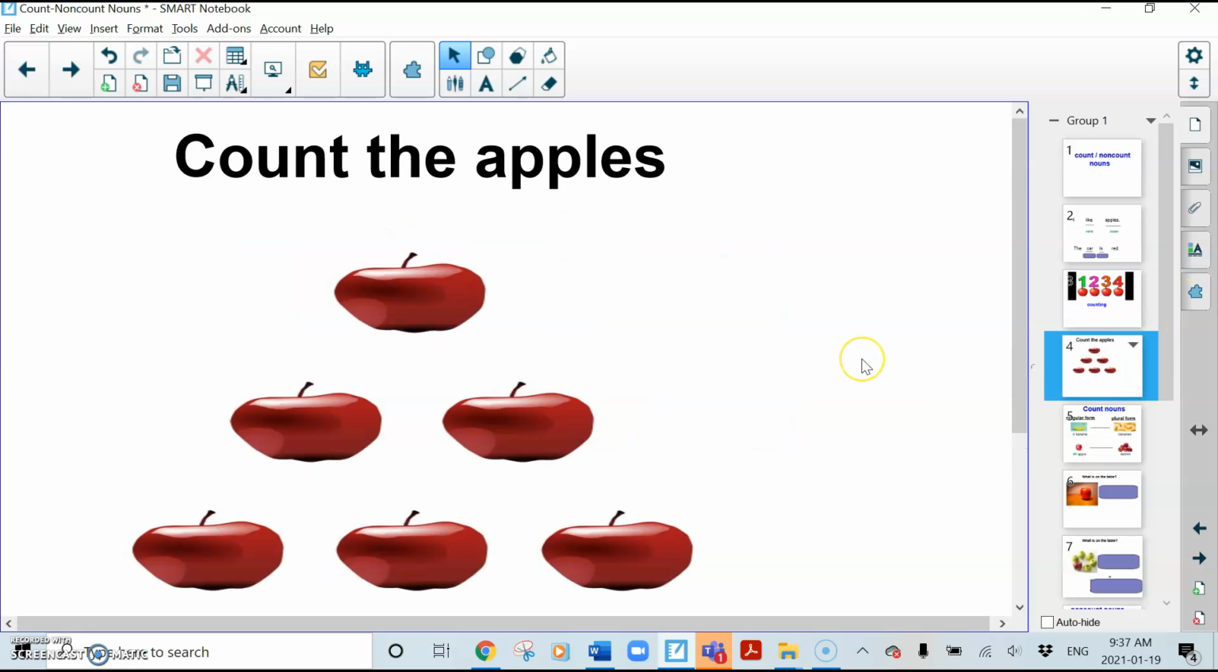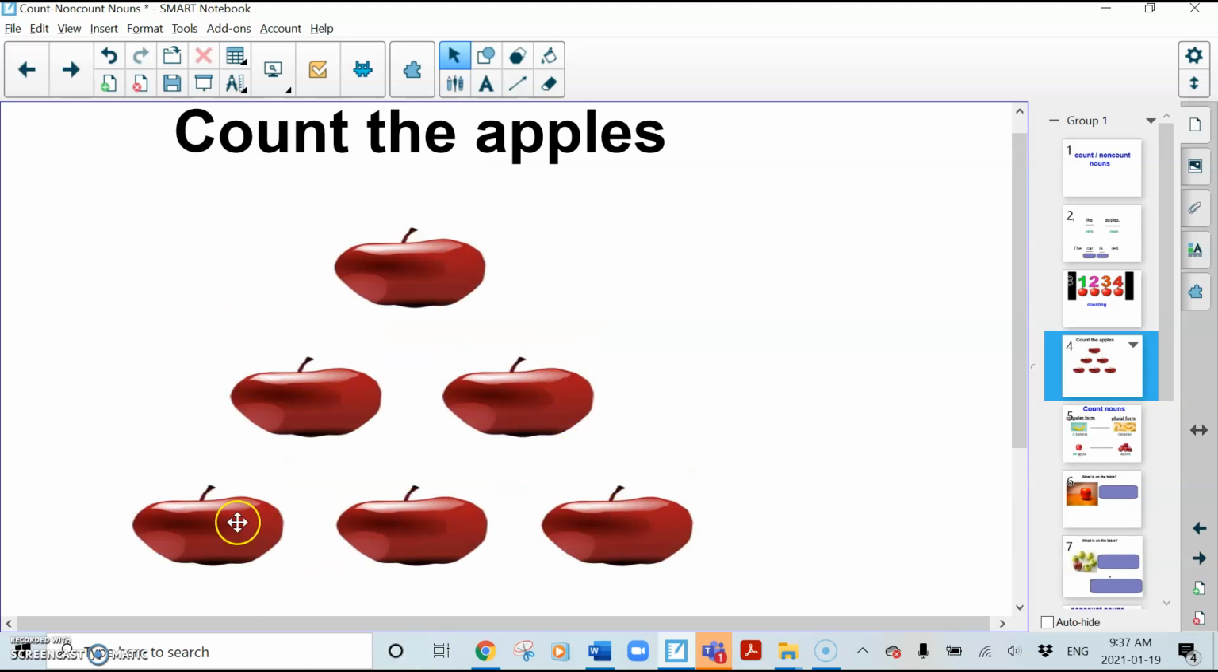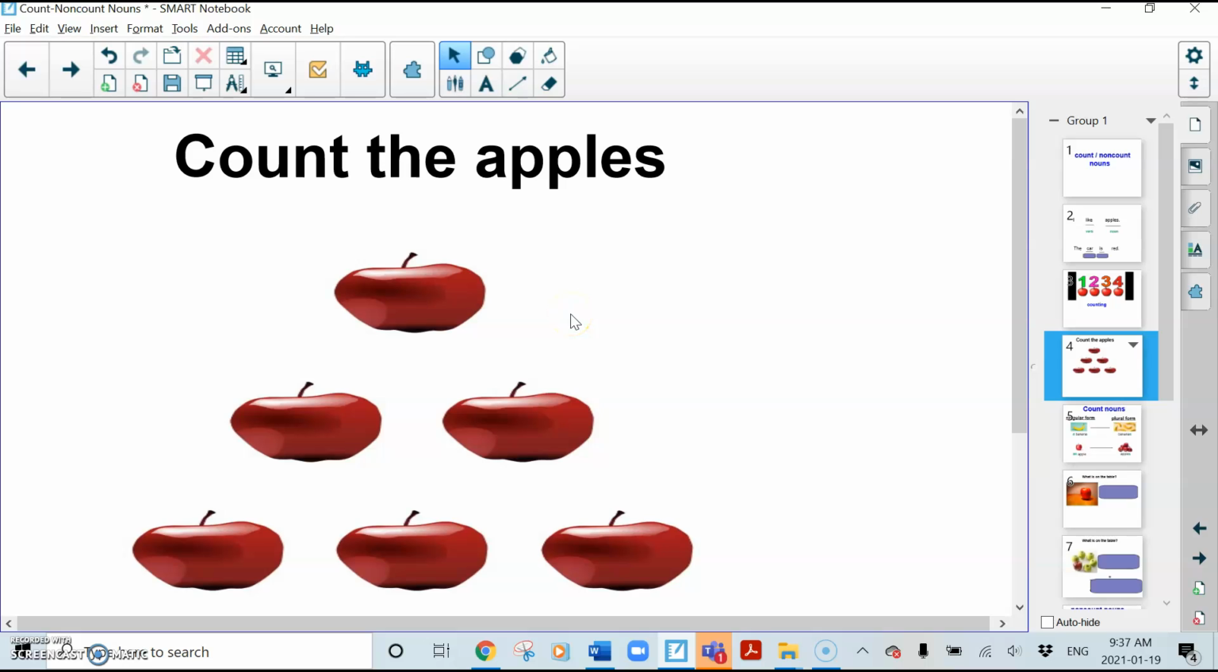For example, count the apples in this picture. How many apples do you see? I see 1, 2, 3, 4, 5, 6 apples. So there are 6 apples. Apples I can count. 1, 2, 3, 4, 5, 6. I can count.